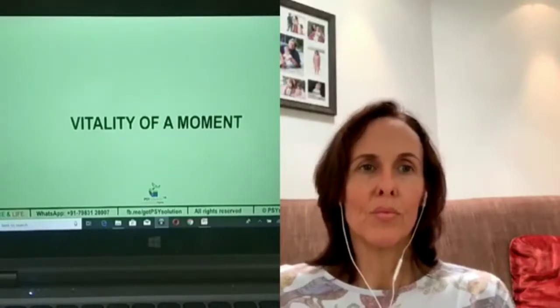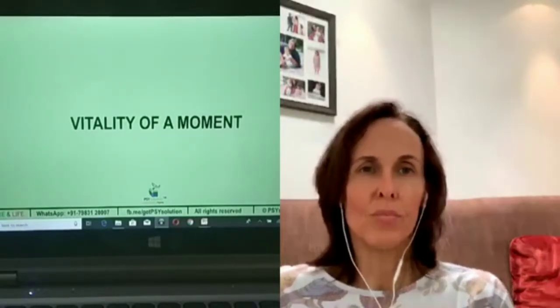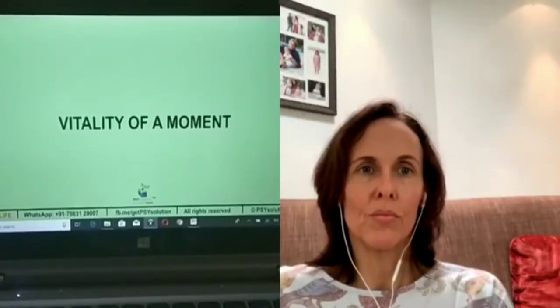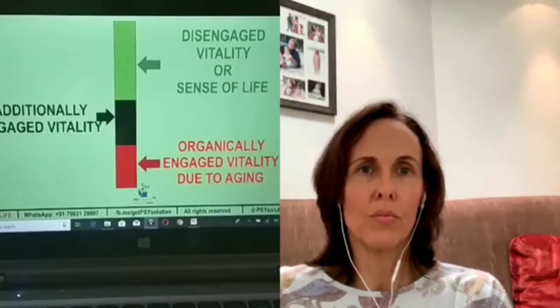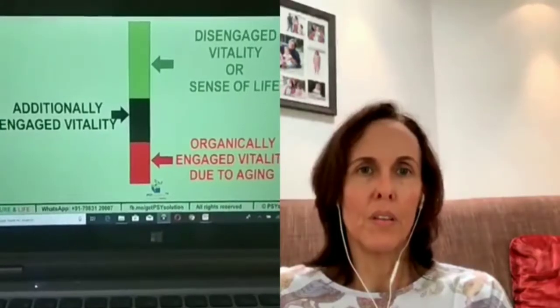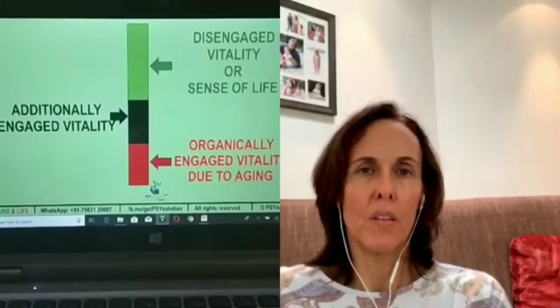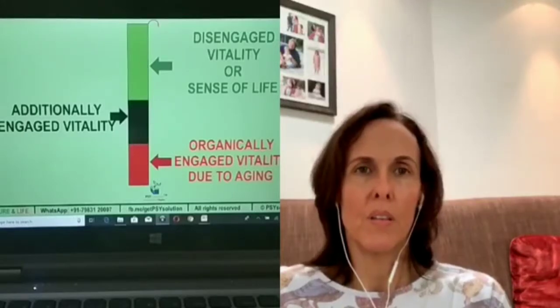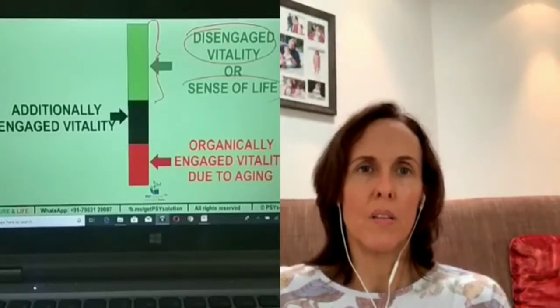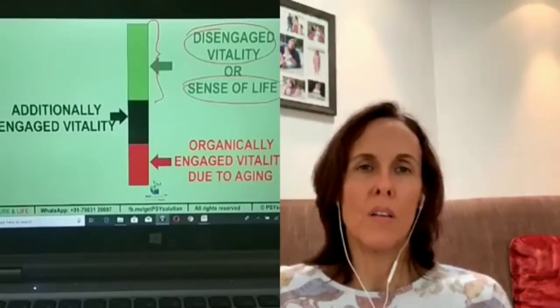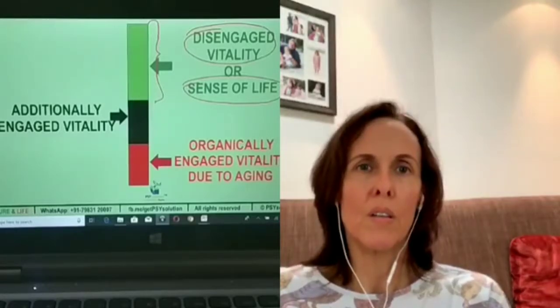Now, let's proceed towards the vitality ribbon, and we need to understand the vitality of a moment before we go to the ribbon. Now, this is a single moment of vitality, where you see this green portion. This green portion is the disengaged vitality, as we discussed. We can rephrase that as sense of life. So right now, whatever sense of life you are sensing, all the audience I'm talking to, that is nothing but the disengaged vitality within you.